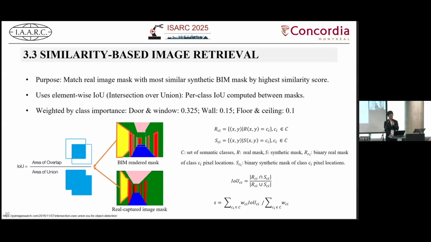Then it comes to the similarity-based image retrieval. The purpose of this section is to match the real image mask with the most similar synthetic BIM mask by the highest similarity score. Since IoU is a classic metric for measuring thematic segmentation, we calculate the IoU for each class to measure how well the real and synthetic masks overlap. And we assign different weights to different classes by their class importance.